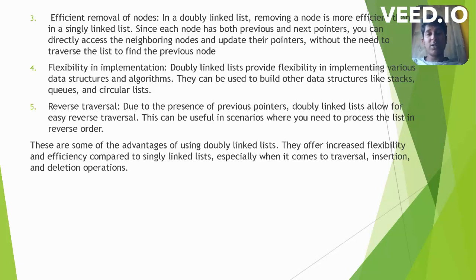Fourth, flexibility in implementation. A double linked list provides flexibility in implementing various data structures and algorithms. They can be used to build other data structures like stacks, queues, and circular lists. Fifth, reverse traversal. Due to the presence of previous pointers, double linked lists allow for easy reverse traversal. This can be useful in scenarios where you need to process the list in reverse order.